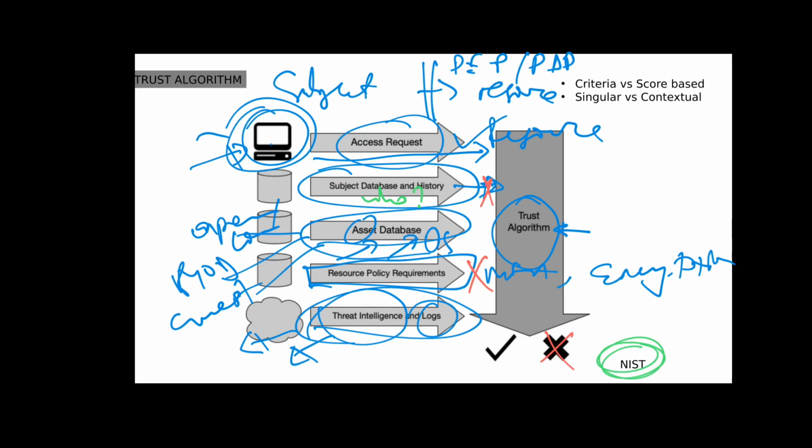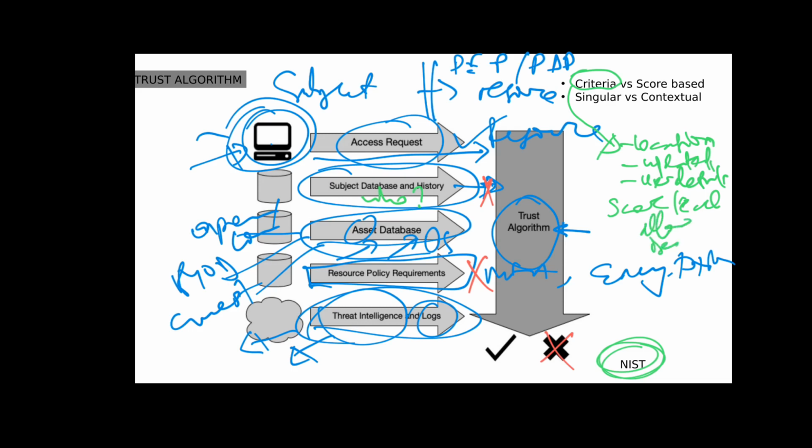Based on the algorithm, we have criteria-based versus score-based. On criteria-based, we are looking at attributes, and if those attributes are met, then we give access. We can have attributes such as location, where the subject is located, its updates, whether it's updated or not, and the user details. That's the criteria, and there are many other attributes you can measure against. On score-based, we give a score level based on the attributes or on the analysis of the activities of the subject, and then based on this score we determine whether we allow or deny access.